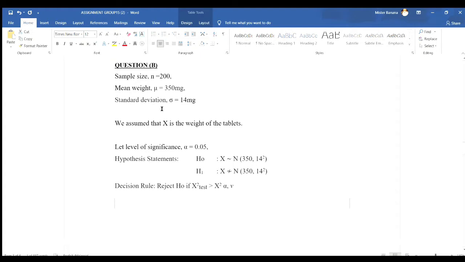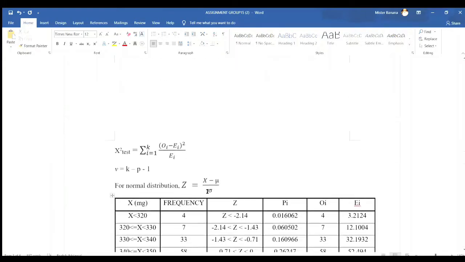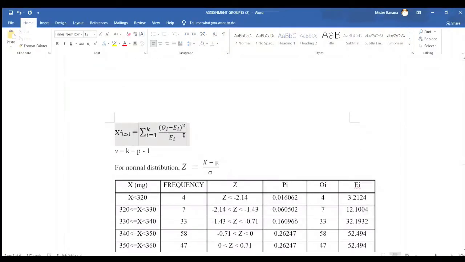So in this case, we assume that our X is the weight of the tablet, and we also let the level of significance alpha be equal to 0.05, and our hypothesis statement. Our decision rule is to reject H0 if the chi-square test is greater than chi-square alpha, v. And this is our chi-square test formula.